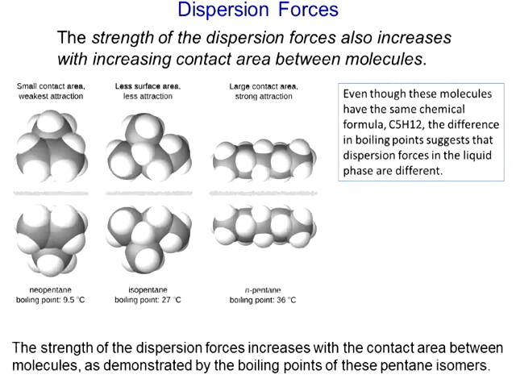That is an important principle to note: higher contact area increases the dispersion forces, which increases the boiling point. So, even though these molecules have the same chemical formula, the difference in boiling points suggests that dispersion forces in the liquid phase are different. And because those dispersion forces are different, we have different physical properties for these isomers.